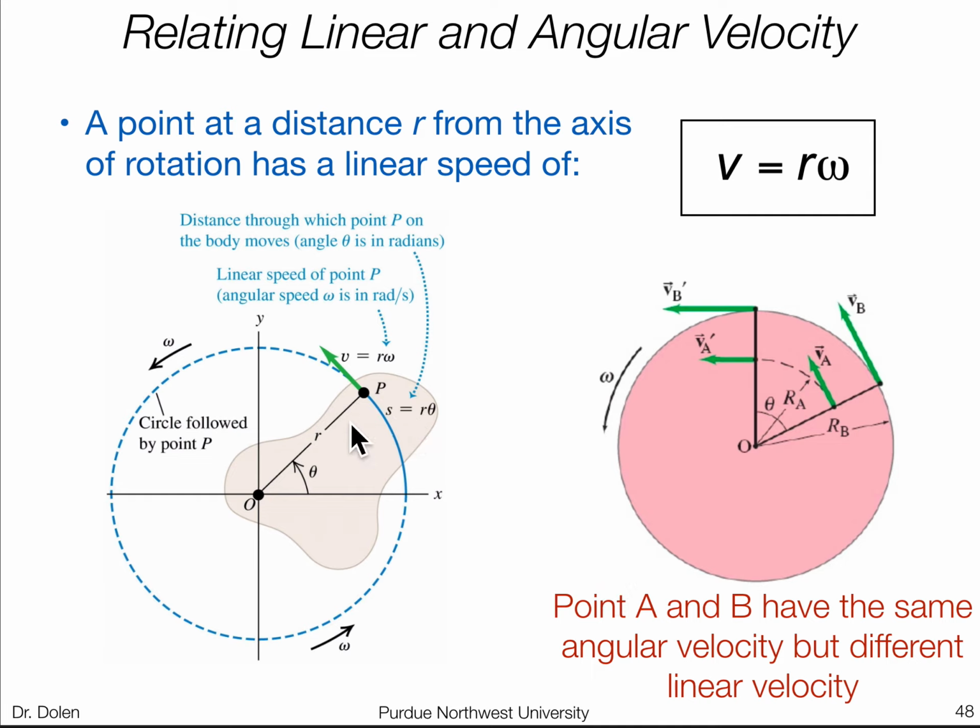And you'll note that the further out you go, the bigger the r, the bigger the v. Right? So if I pick point A and point B on this wheel, and the wheel is spinning with some angular velocity omega, point B is going to be moving at every moment with greater speed. Right? It's traveling further in the same amount of time.